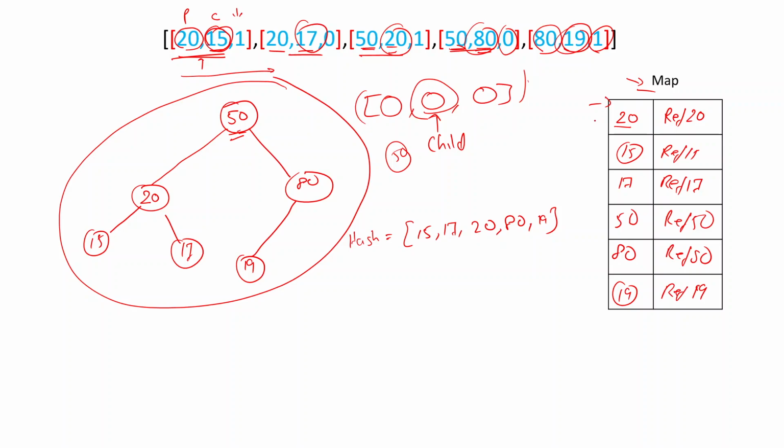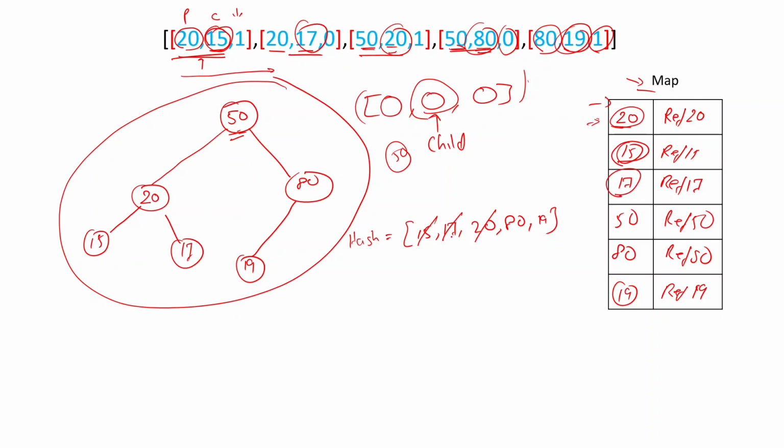So we are going to iterate over this map, and we see, okay, 20, is it there in the hash set or not? It is there, so it cannot be the root. 15 is there in the set, so it cannot be root, because if it is there, it means that it is a child of some node, which is not the case for the root. That is why we are neglecting those.